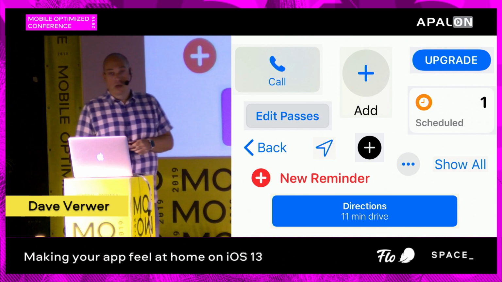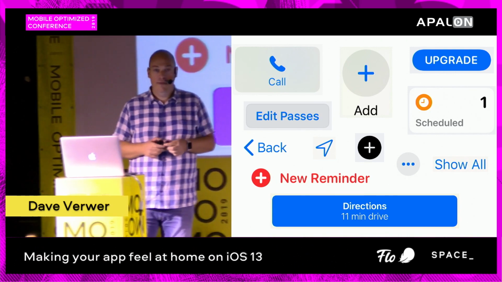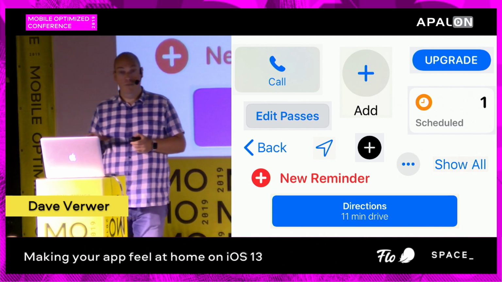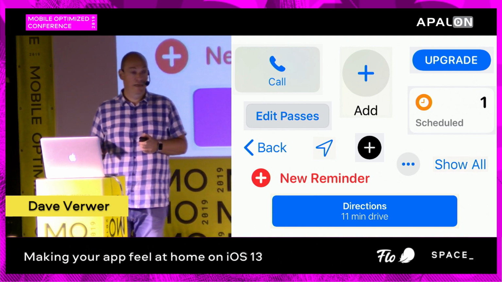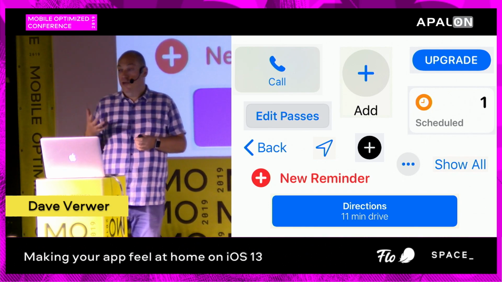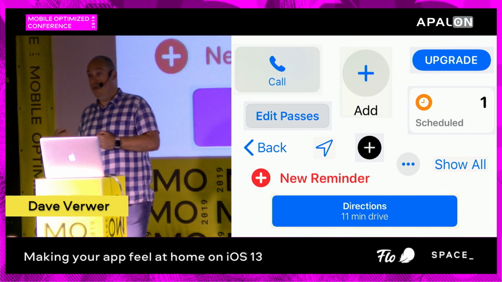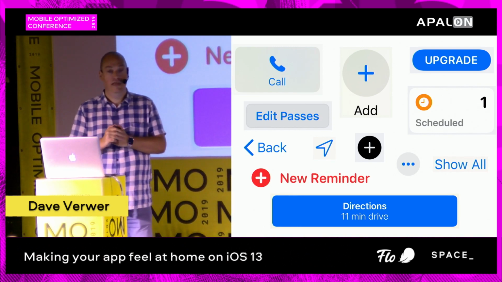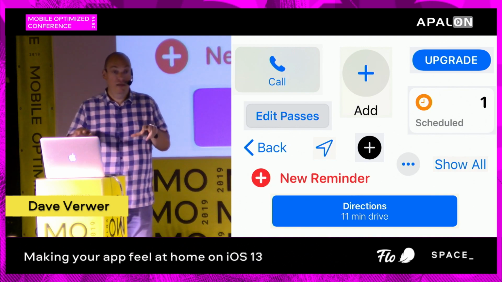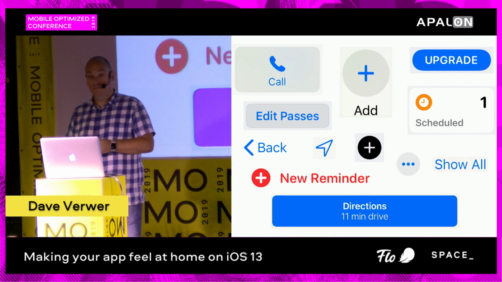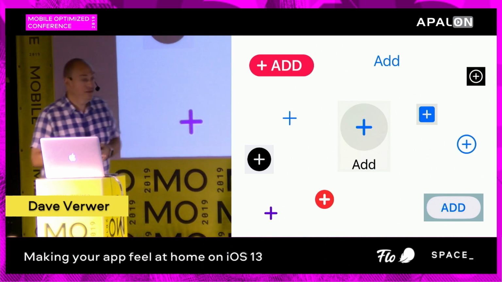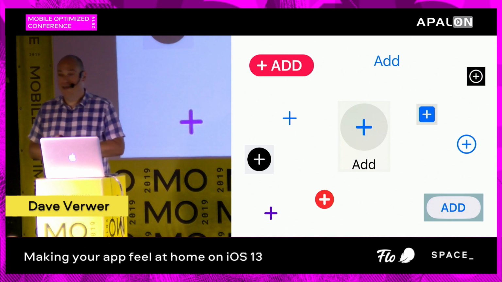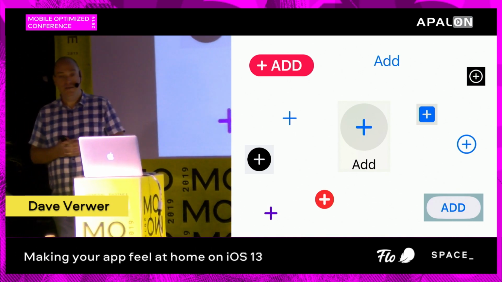So as I was putting this presentation together, I thought, well, maybe I should try and find all the different styles of buttons in iOS 13. And I picked a button that a lot of applications use, which is an add button. And I thought, well, I wonder how many different types of add buttons I can find in just Apple's apps on the platform. And this is what I found. There's a lot of different types of add buttons. Is anyone surprised that there's so many different add buttons in iOS? I certainly was.